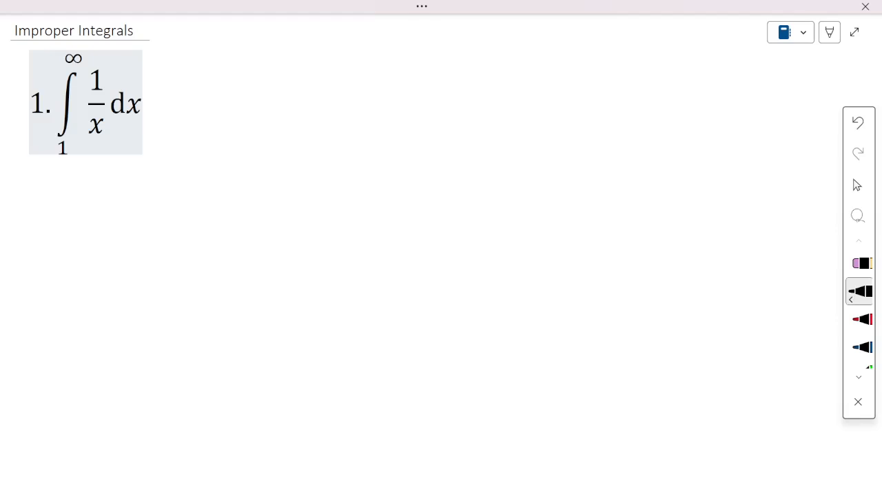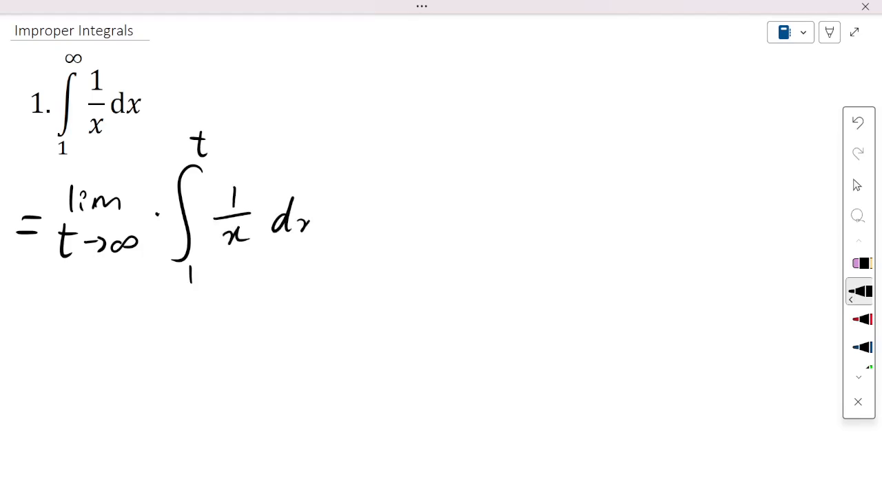Okay, so what we have is an improper integral. Let's look at this first, right? We have infinity. If you remember from the introduction, what we're going to do is take this infinity and make some variable approach it. So we're going to say equals the limit as t approaches positive infinity, multiplying by the integral from 1 to t of 1 over x with respect to x.